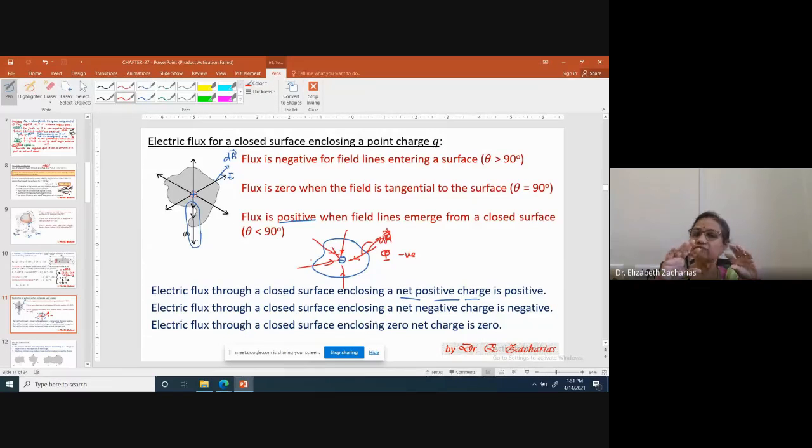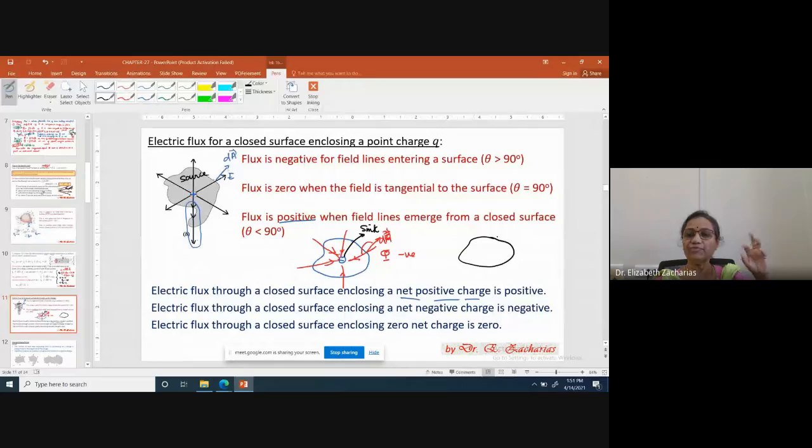What if there are no charges inside? I have my surface. There is no source. So I call this a sink. My negative charge becomes a sink because it is pulling the electric field towards it. And a positive charge is called a source.